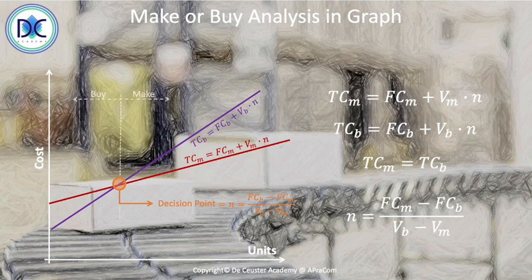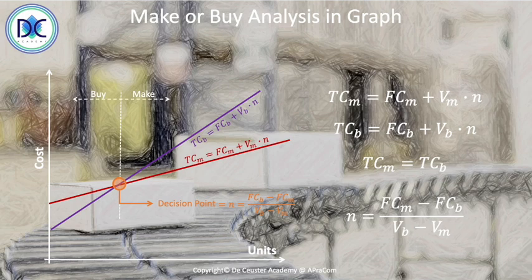When we look at the decision point, we see to the left of the decision point we have the decision to buy it because the costs are lower, and on the right-hand side we will make it ourselves because we have sufficient quantity to compensate for the extra fixed cost.